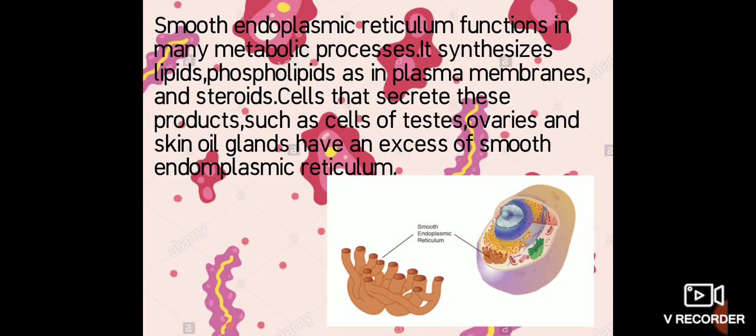And we have the smooth endoplasmic reticulum. Its function is in many metabolic processes. It synthesizes lipids, phospholipids as in the plasma membrane, and steroids. Cells that secrete these products, such as cells of the testes, ovaries, and skin oil glands, have an excess of smooth endoplasmic reticulum. And also we have a picture of the smooth endoplasmic reticulum.